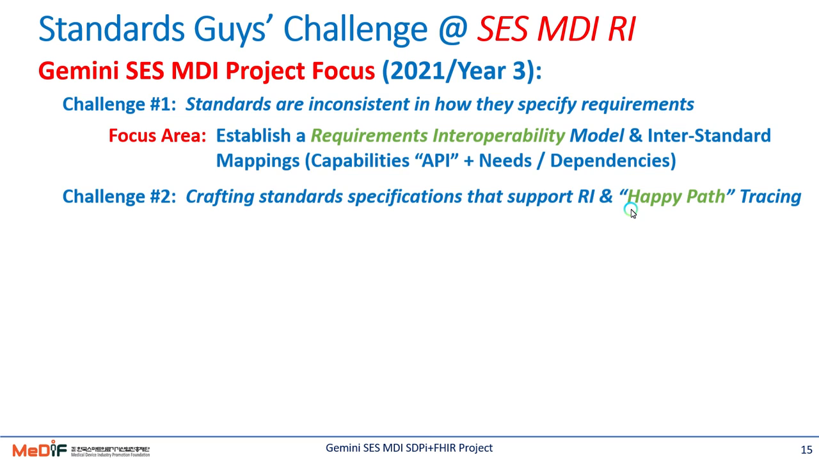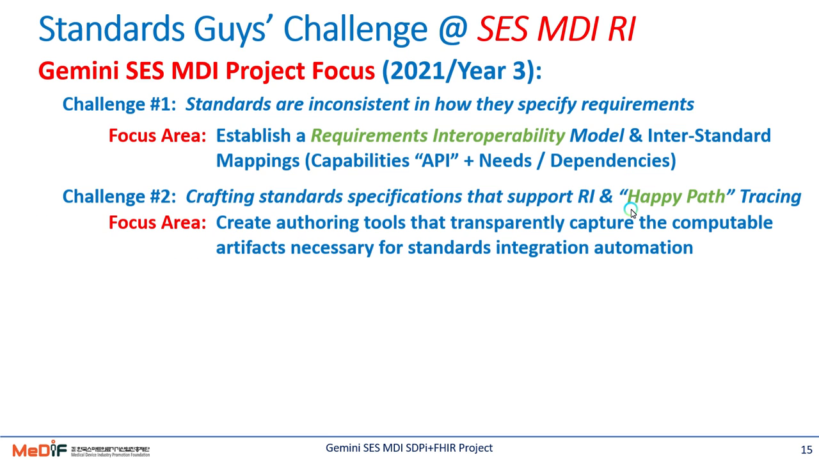model. Challenge number 2, crafting standards specifications that support requirements interoperability and that happy path tracing we showed earlier. The focus area to achieve that is to create authoring tools that transparently capture the computable artifacts necessary for this kind of standards integration automation.